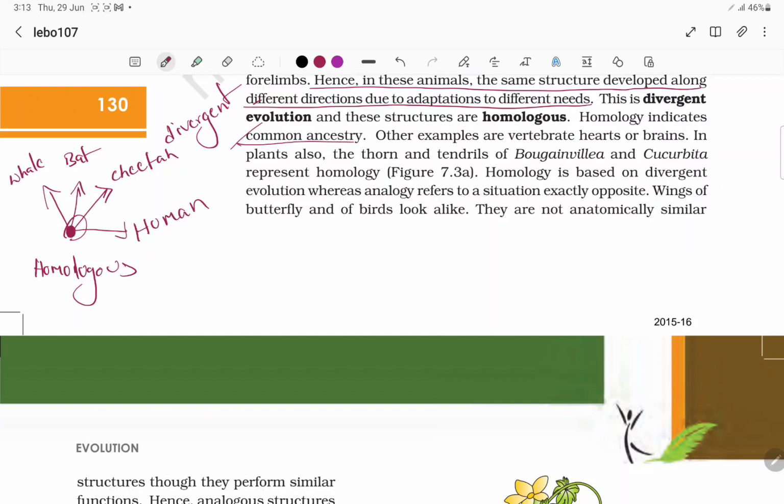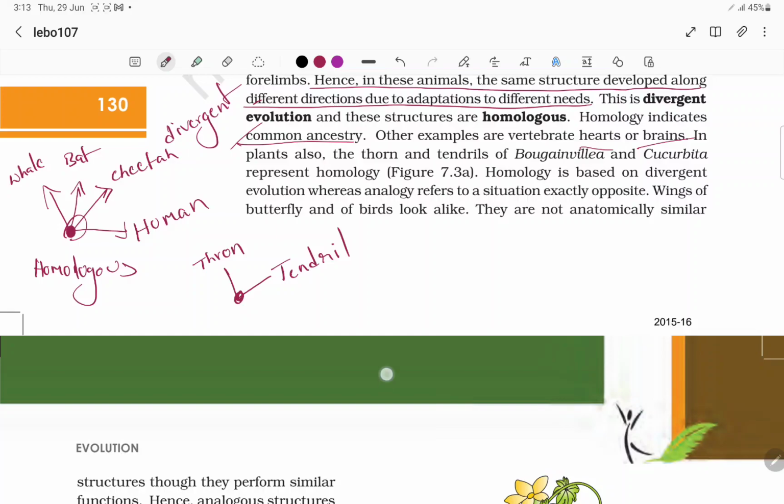Other examples in vertebrates are the heart and brain, which are also very similar. All these hearts have 4 chambers, and all these brains have forebrain, midbrain and hindbrain. If you see in plants also, we have the same common point. Thorn of bougainvillea and tendril of cucurbita both originated from the axillary bud, but they do different functions. Thorn is for protection, tendril is for climbing.